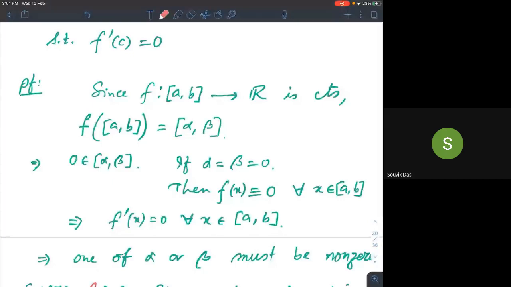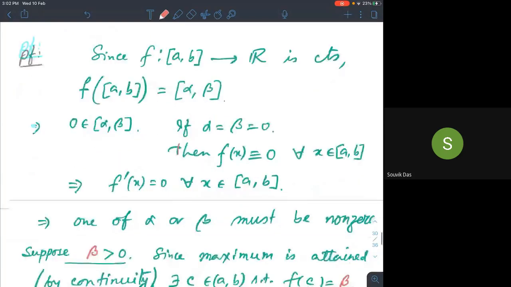If both alpha and beta are 0, then you see that f(x) is identically 0, because the minimum is 0 and the maximum is also 0. So f is identically 0. That implies the derivative is always 0.